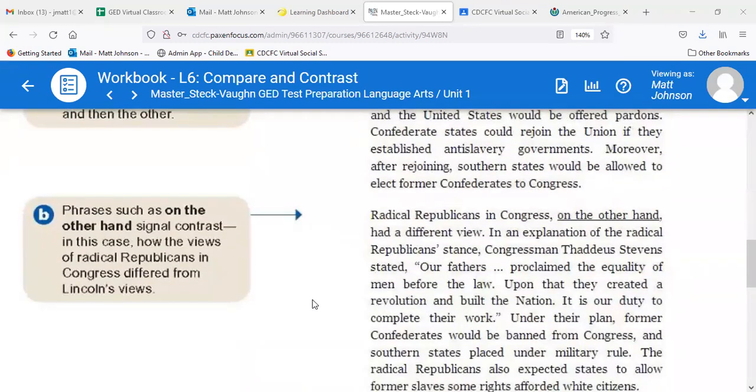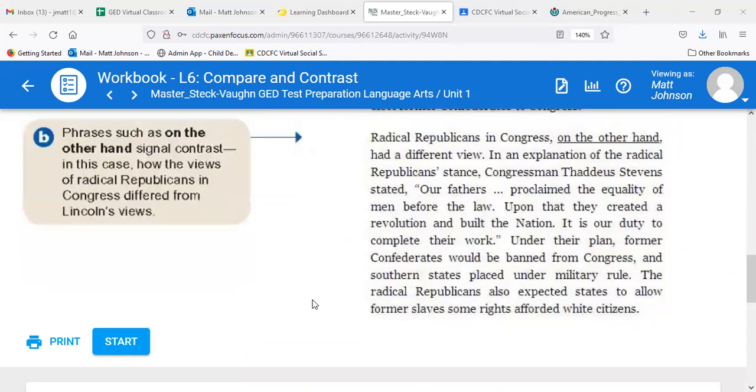Radical Republicans in Congress, on the other hand, had a different view. In an explanation of the Radical Republican stance, Congressman Thaddeus Stevens stated, "Our fathers proclaimed the equality of men before the law. Upon that, they created a revolution and built the nation. It is our duty to complete their work." Under their plan, former Confederates would be banned from Congress and Southern states placed under military rule. The Radical Republicans also expected states to allow former slaves some rights afforded white citizens.